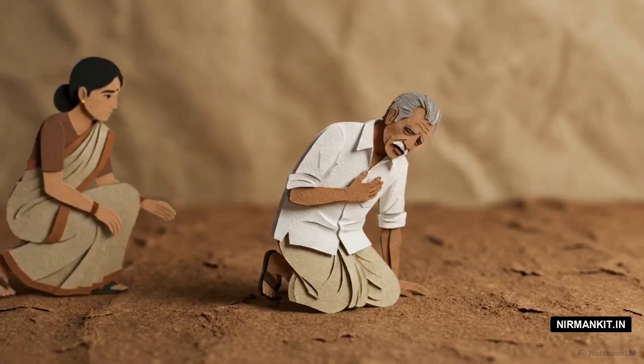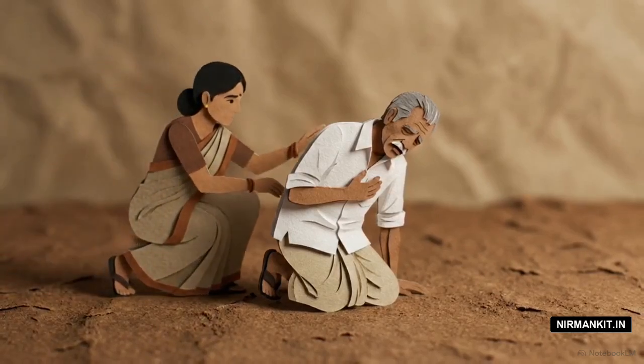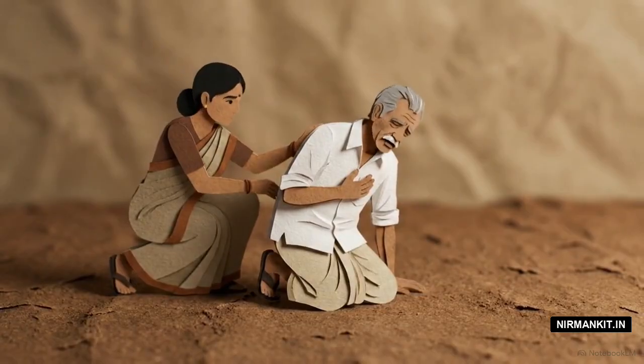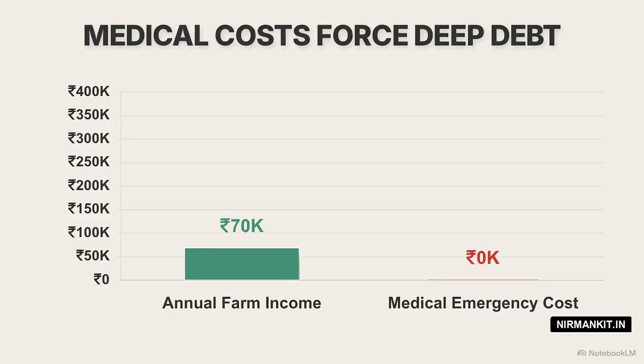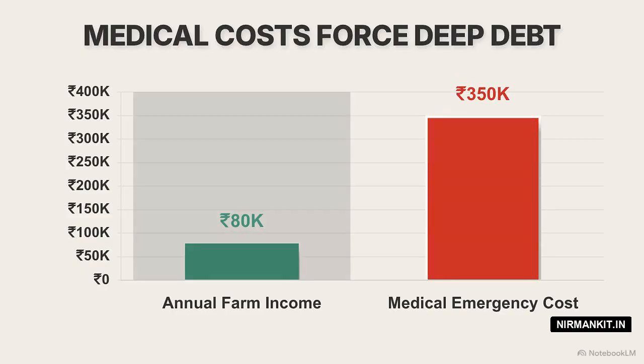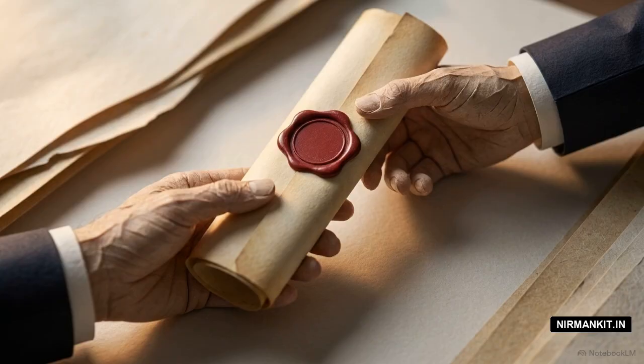For an agricultural family, a sudden medical emergency is a dual threat. You face the immediate physical danger, and right behind it, the financial drain that forces families into deep debt or requires them to sell off their land just to cover hospital bills.